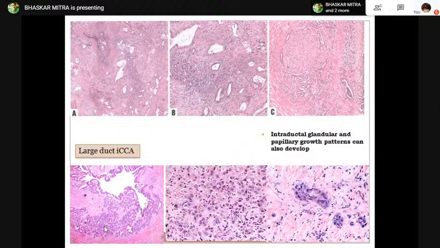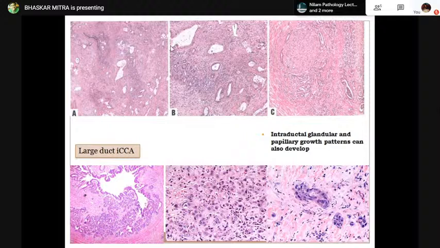Here we can see the large ducts, the papillary neoplasms, as said, that are arising from the IPNB, showing a typical stromal invasion. Sometimes this is lost, and more and more cells are infiltrating the stroma. These are again the large ducts infiltrating into the stroma.